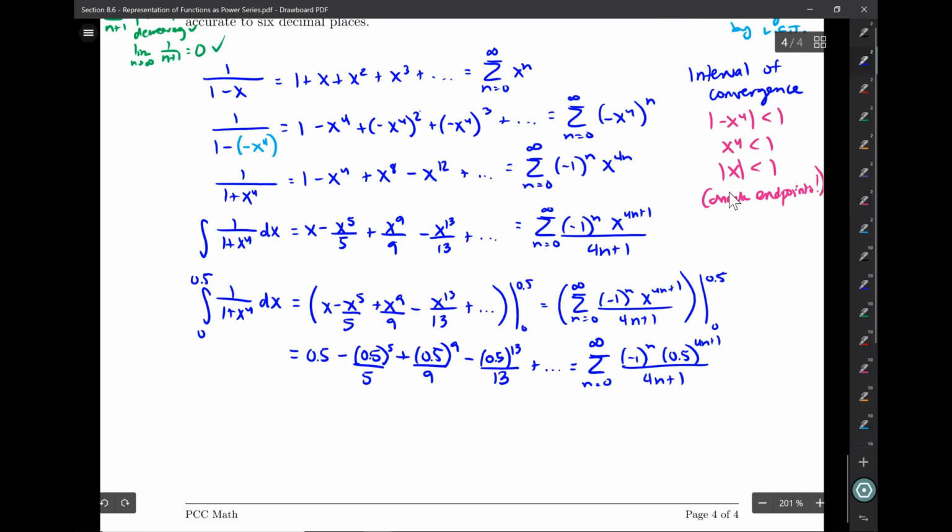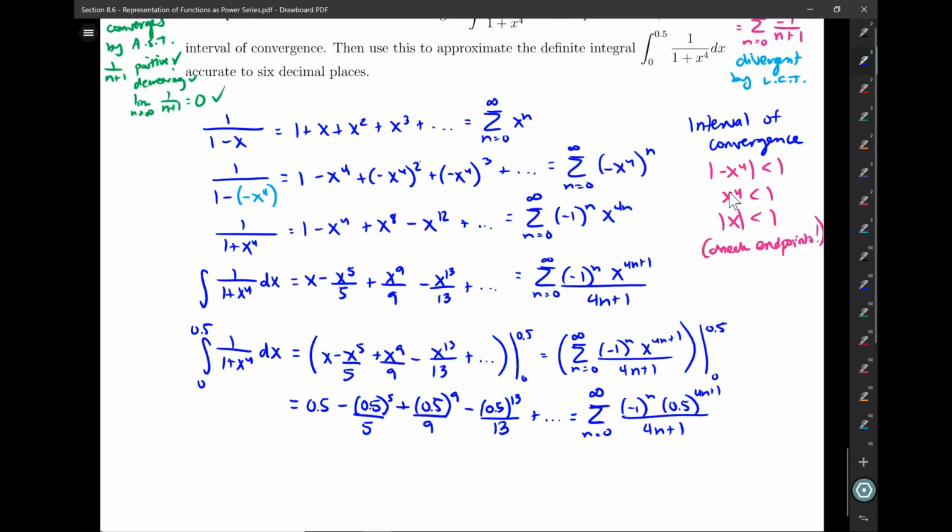We can plug in 0.5. So what we have then is this infinite series that represents the value of the area under this curve from 0 to 0.5. So the question is, we want to try to approximate this accurate to 6 decimal places. Now notice that this is an alternating series, which means that I can use the alternating series estimation theorem. Let me write that out for a second.